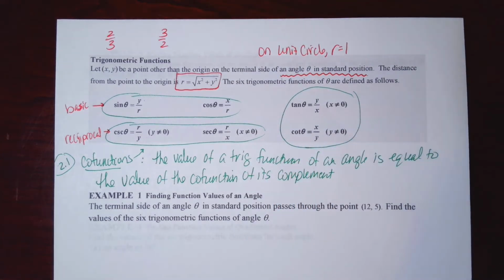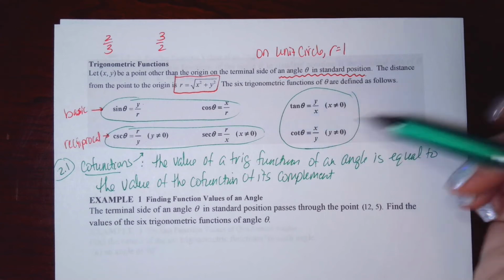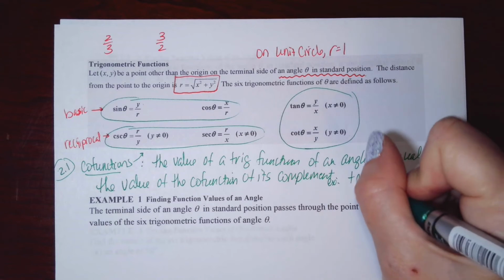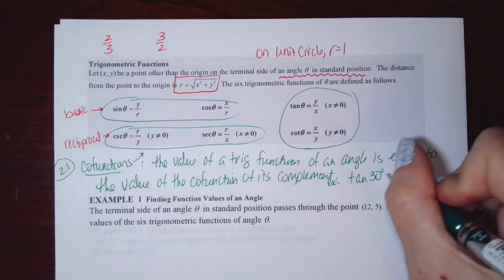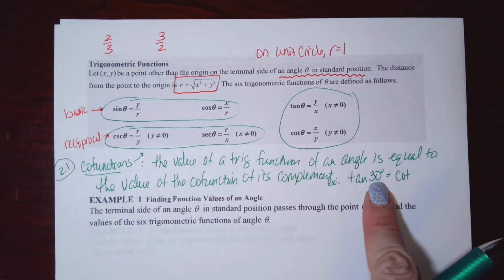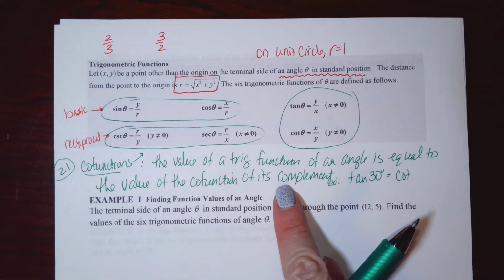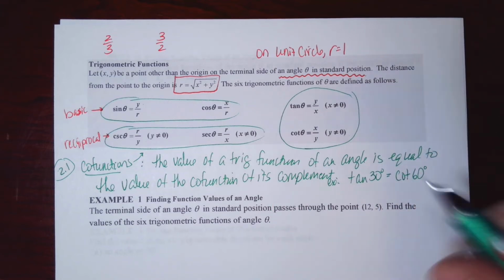So for example, if I'm thinking about tangent and cotangent, the tangent function value of 30 degrees is going to be equal to the cotangent value of the complement of 30 degrees. Well, remember, an angle and its complement add to 90, so the complement of 30 degrees is 60 degrees.